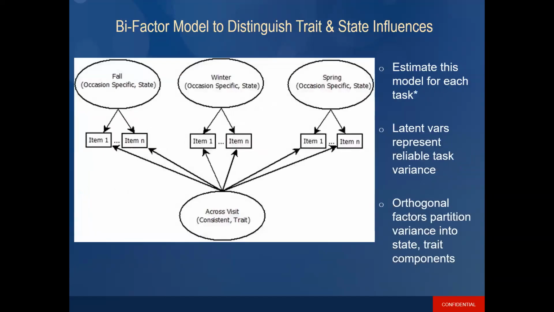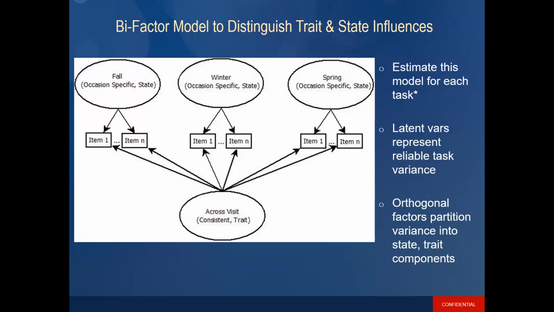In the bifactor model, you fit a model that looks similar but slightly different. And the key idea here is that we have this common factor at the bottom. This is a latent variable that all of the items for the fall, winter, and spring, they all load onto it. What that means is that latent variable is going to represent the variance in your performance across time. It's what's stable, it's what you're bringing to the EF assessment in the fall and the winter and the spring.